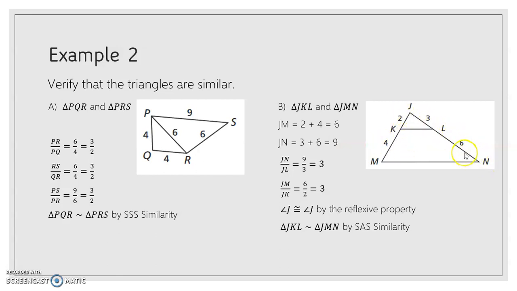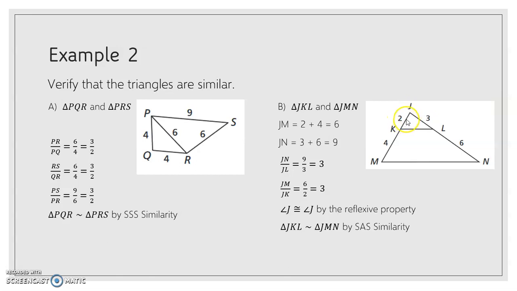JN is the long length on this side, divided by JL, which is the short length on this side. And that was 9 divided by 3, which is 3. And then I did JM, which is the long length on this side, divided by JK, which is the short length on this side. And that gave me 6 divided by 2, which is also 3.